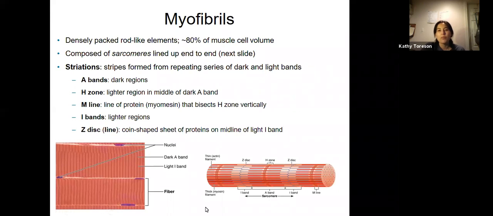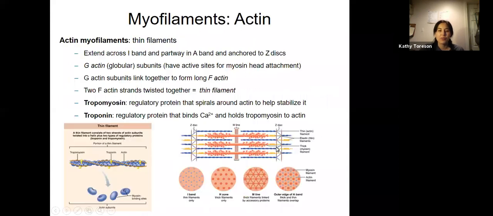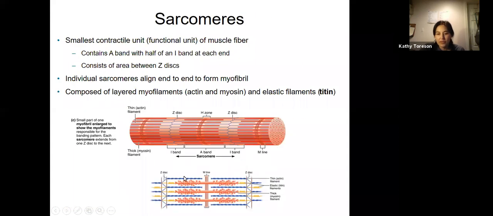So this structure of myofibrils with the Z discs and the H zone, I'm going to tell you right now, I don't care for this as much. I prefer to look at sarcomeres with this figure down here at the bottom.